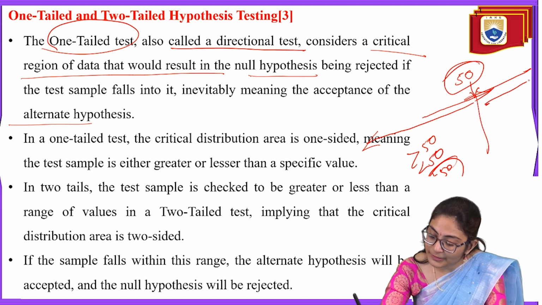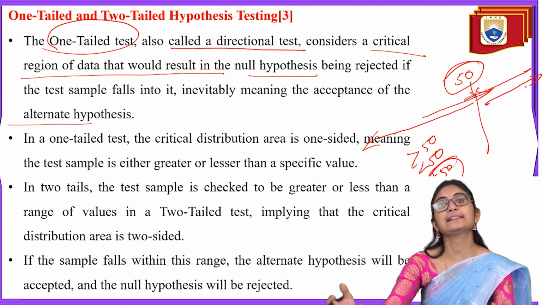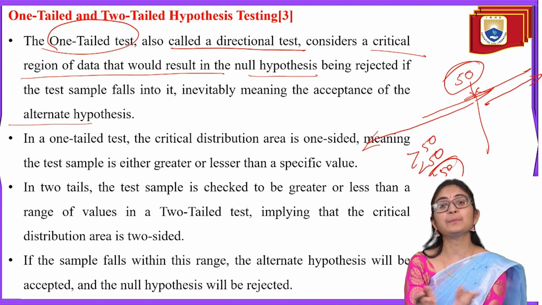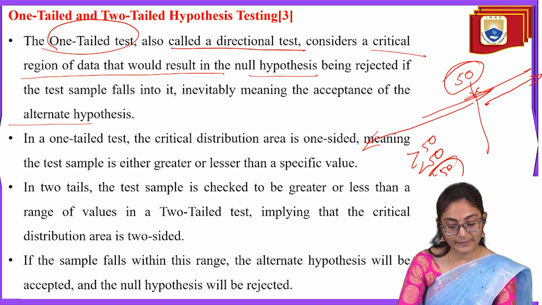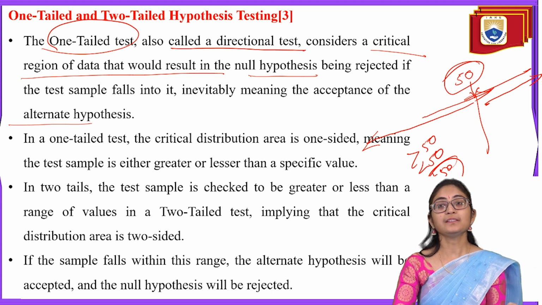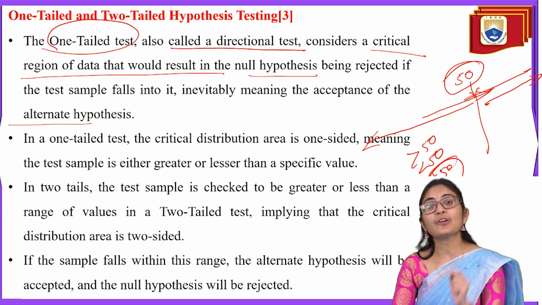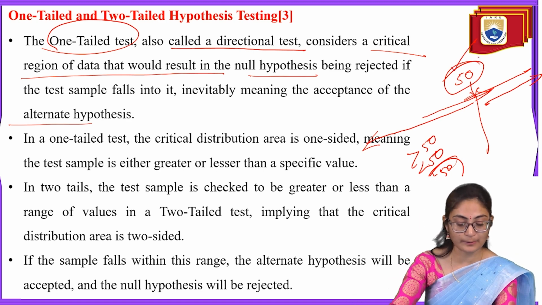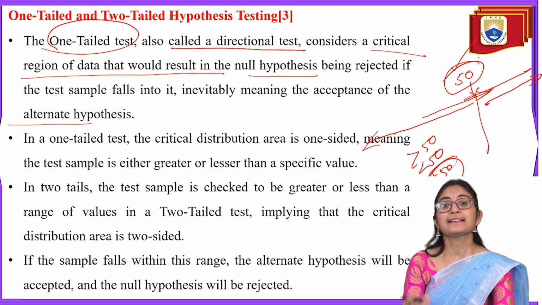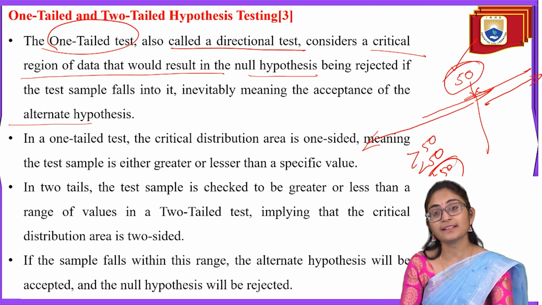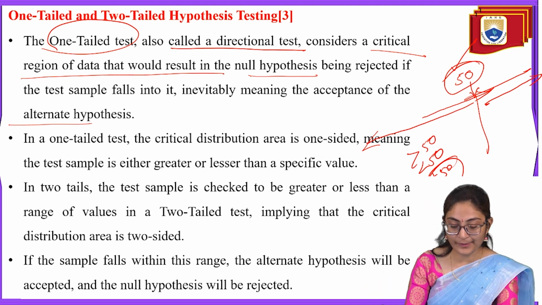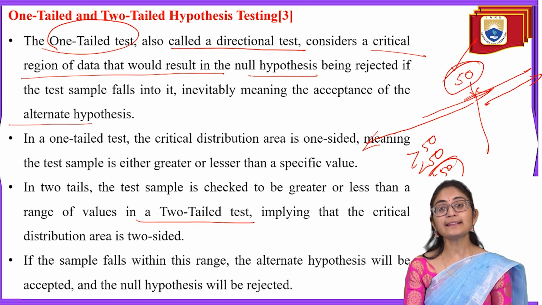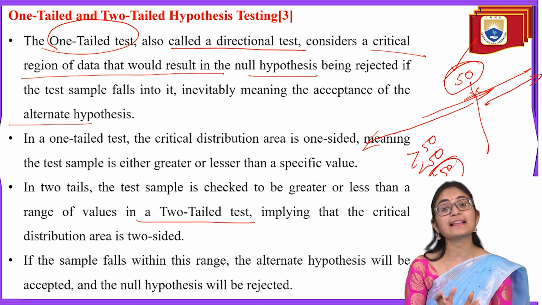Otherwise, if it is going to be greater than 50, that means your result will be totally one-sided. This test sample is either greater or lesser than a specific value. This 50 is your specific value. And in two tails, the sample is checked to be greater or less than a varying range of values in a two-tailed test, implying that the critical distribution area is two-sided.